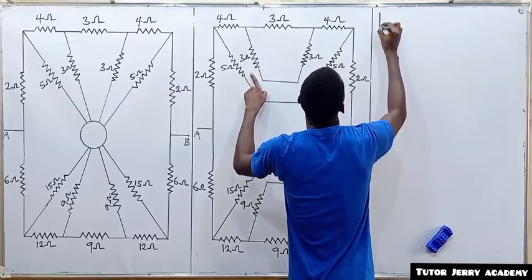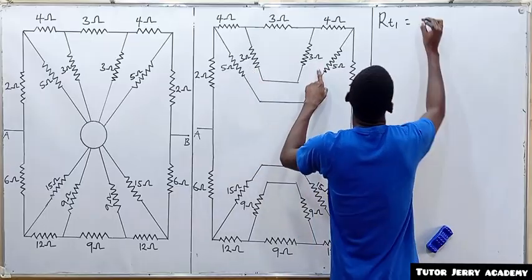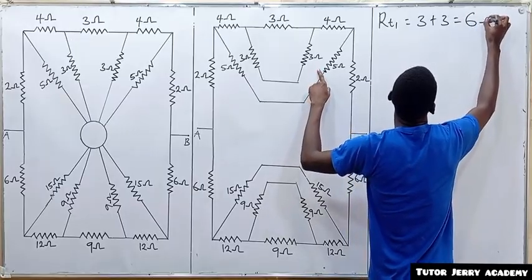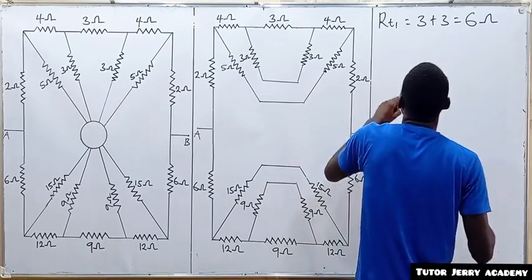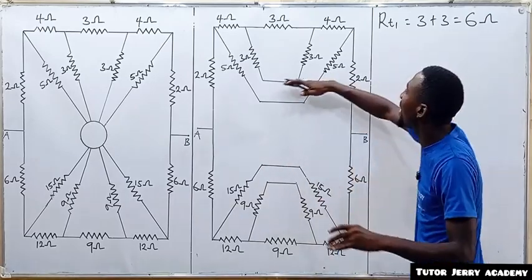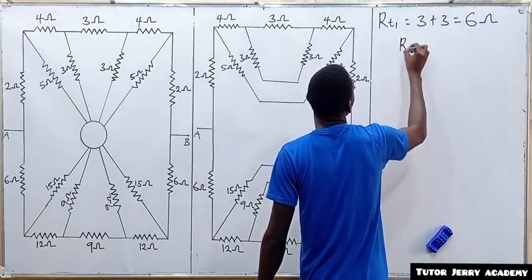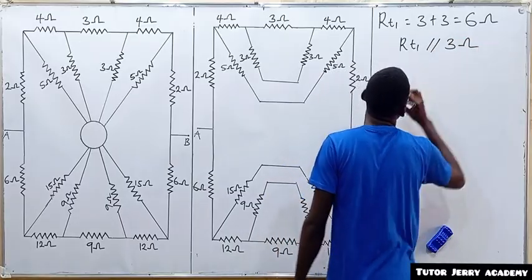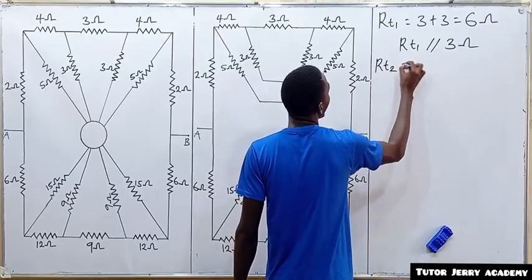So let's call the combined effect there RT1. So it means 3 plus 3, which is going to give us 6. So this is going to be 6 ohms. Now you are going to observe that this 6 ohms will now be in parallel with this 3 ohms. So RT1 will be parallel to 3 ohms. So let's calculate the combined effect of that to be RT2.